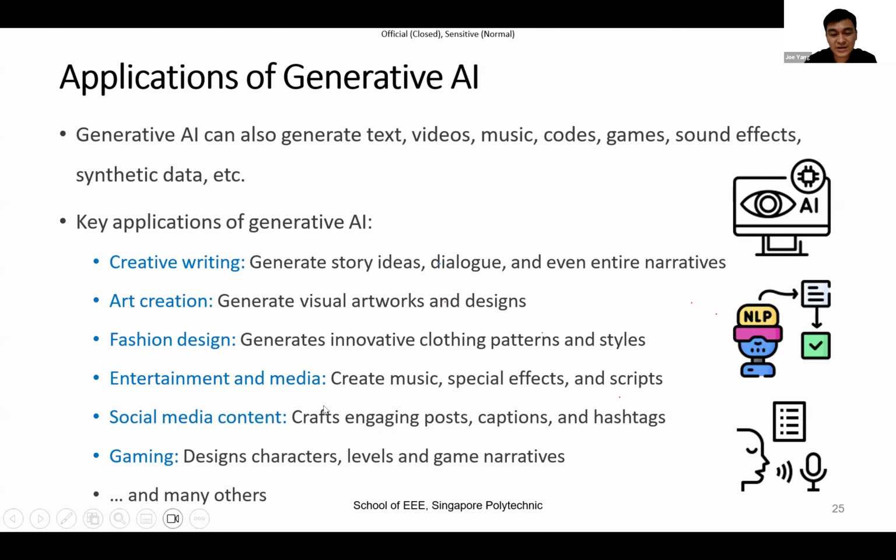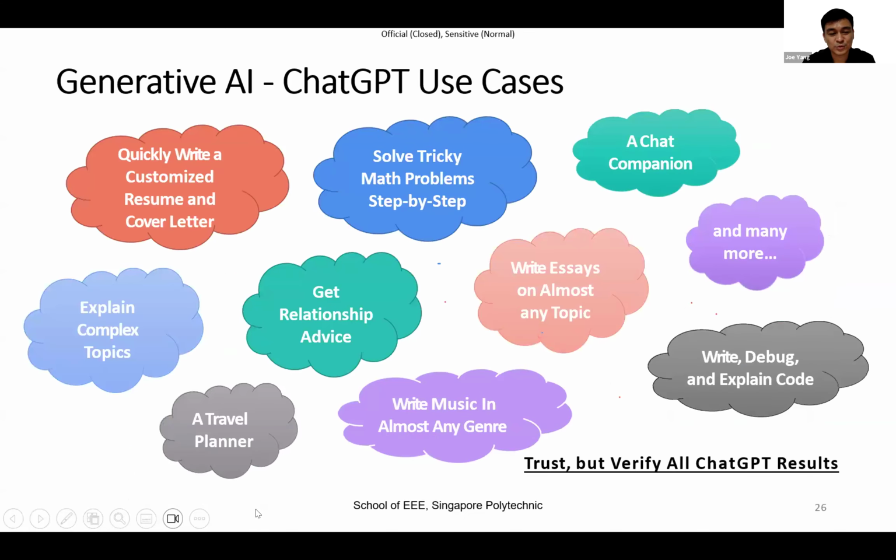Social media content: you can craft engaging posts, captions, and hashtags. Today, if you don't know how to post on social media, you can just ask ChatGPT or some other AI tools to help you rewrite or add something so that you can craft a post that many people will like and pay attention to. You can do it through Gen AI. Gaming, and how about designing characters? Sometimes a human being might be stuck and cannot think of how to design game characters. You can ask AI to design game characters, levels, and game narratives. If your ideas are running out, you can ask AI for that. Of course, these are not the only applications. There are many other applications for Gen AI. So do take note.